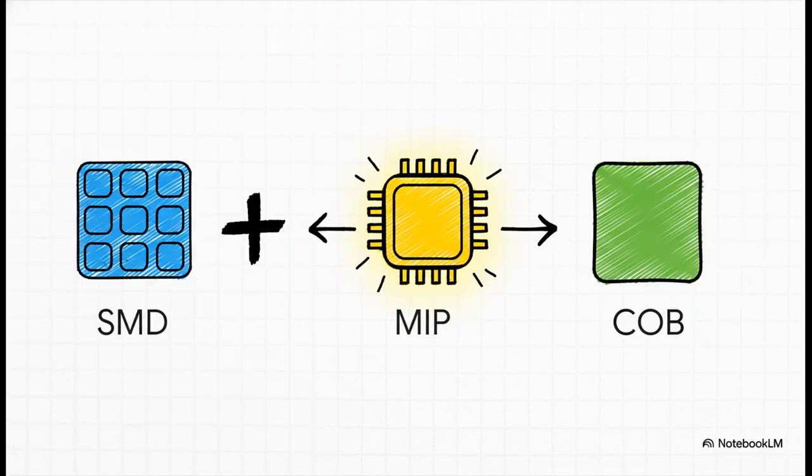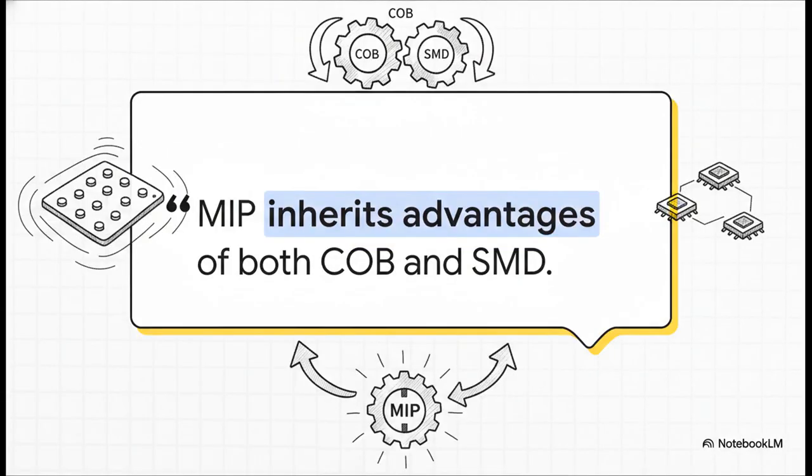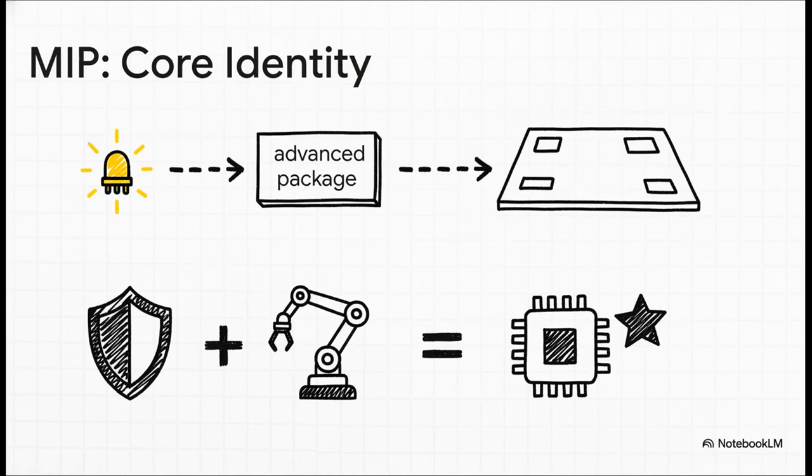And now for the new kid on the block, MIP, which is short for Micro LED in Package. This is a hybrid technology, and it's really smart. It tries to take the best parts of both SMD and COB to create something totally new and way more powerful. This quote really just nails it. The whole point of MIP isn't to start from scratch. It's to perfect the recipe by combining the strengths of the technologies that came before it. It's a best of both worlds kind of deal. So what's MIP's secret sauce?